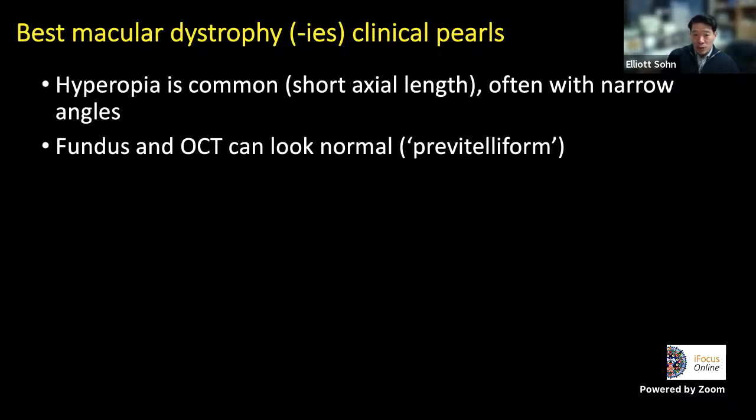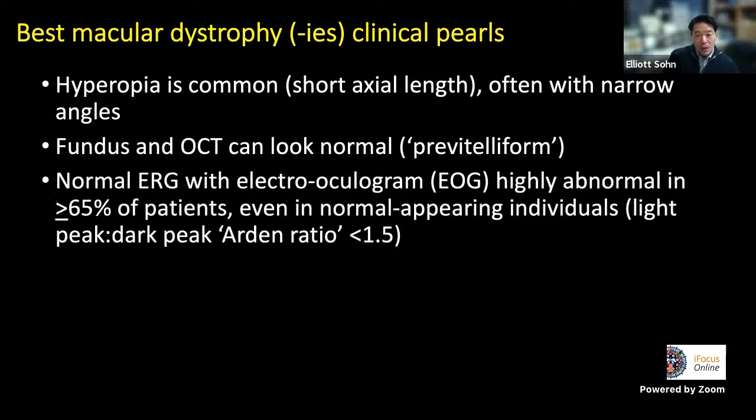Another important thing I haven't mentioned yet is that fundus and OCT can look totally normal in patients with Best disease, in what they might term a pre-vitelliform stage. This is where electrophysiology could be useful, where you have an abnormal EOG, but a normal ERG in quite a few of these patients. And these patients, you can detect this in even normal appearing individuals, where the light peak to dark peak ratio, so-called Arden ratio, is less than 1.5. So this could be a time where EOG and ERG is useful.